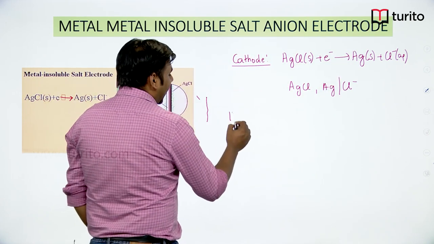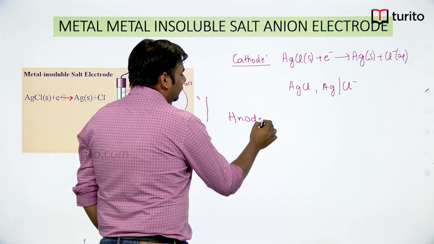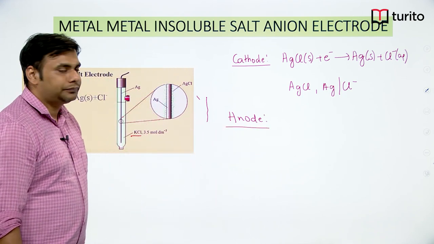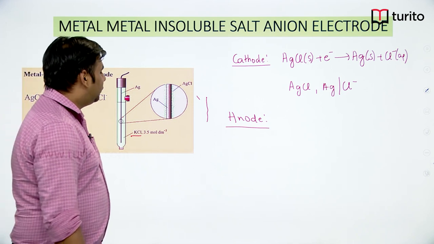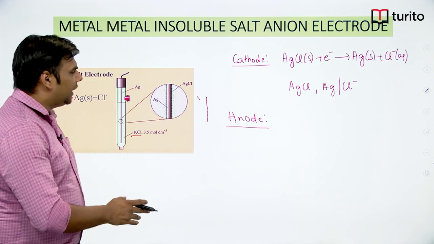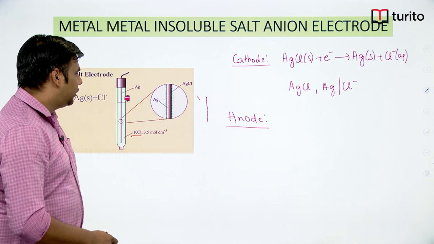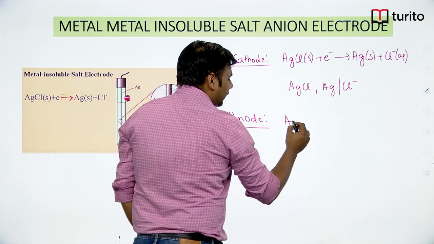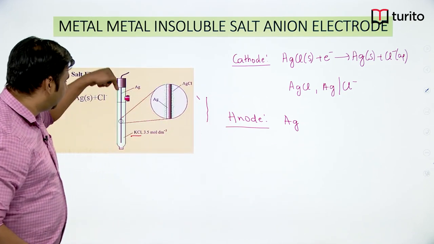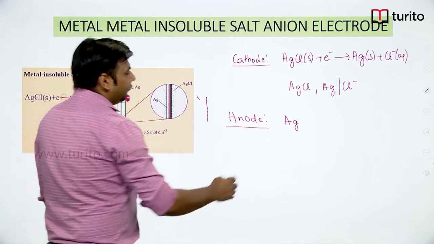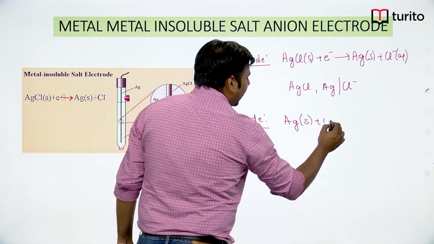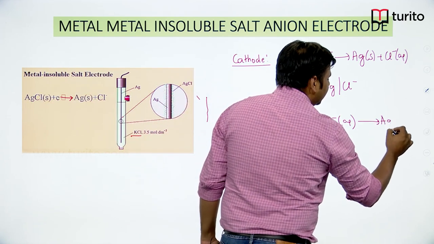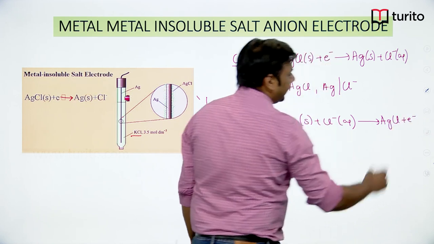Similarly, if it acts as an anode, we are going to say that in the anode, oxidation takes place. So the silver metal that was dipped in the KCl solution would react with the chloride ion in the solution and give us AgCl, and an electron would be liberated.